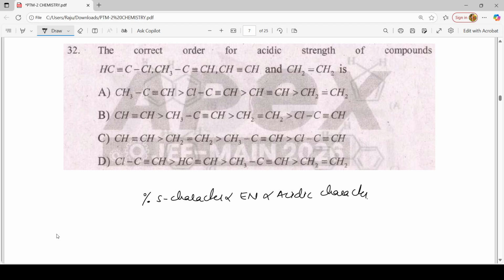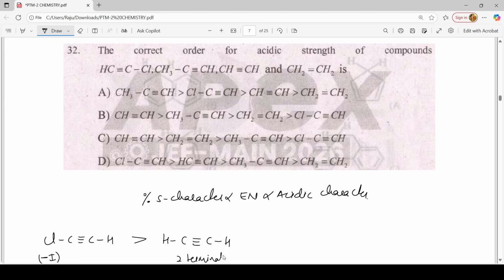So if you take chloroacetylene, this is acting as a good, stronger minus I group. After that, acetylene, here there are two terminal hydrogens.